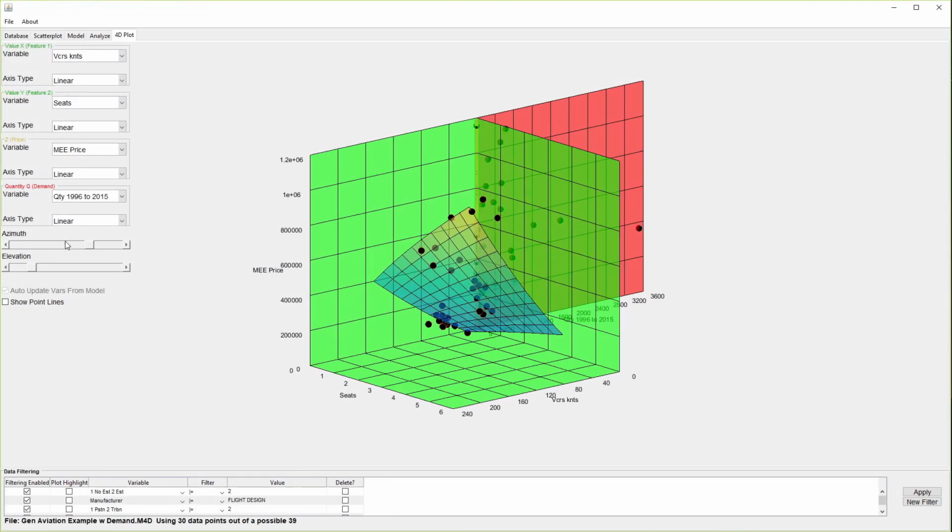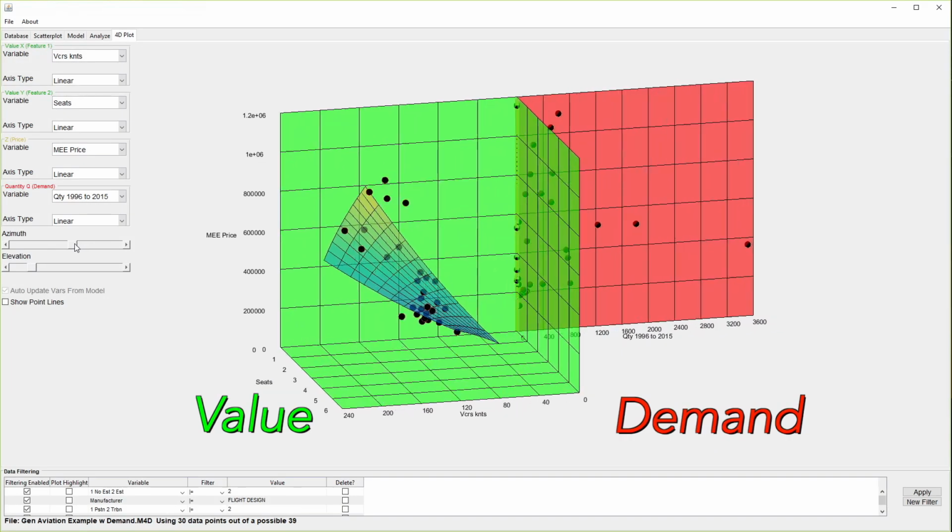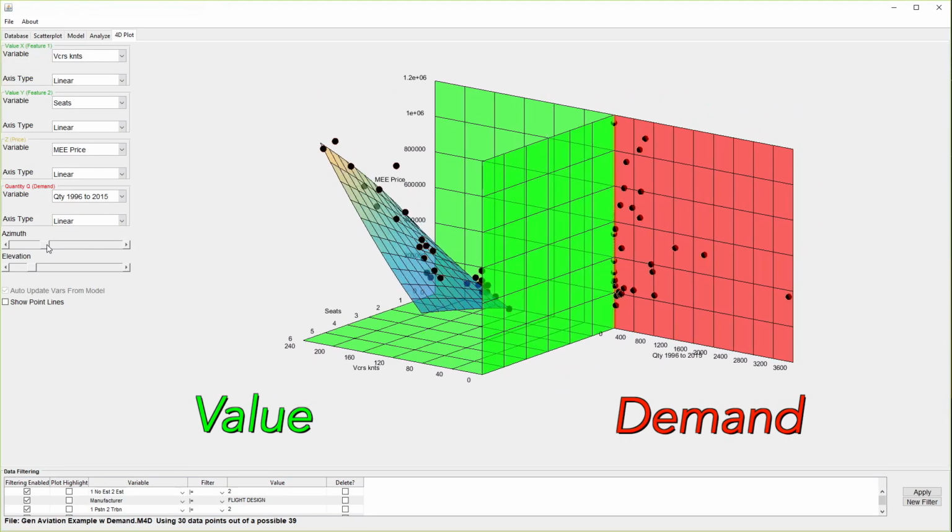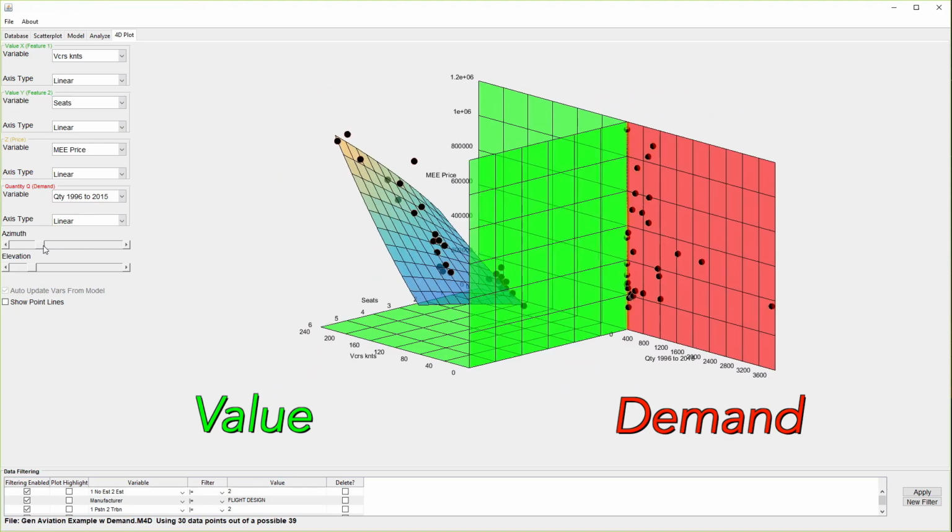The countervailing forces of value and demand have always been there, hidden in plain sight. Now you can see them and make them work for you.